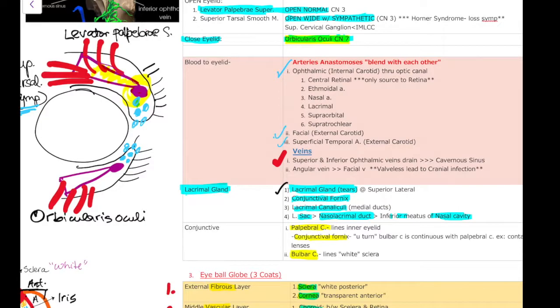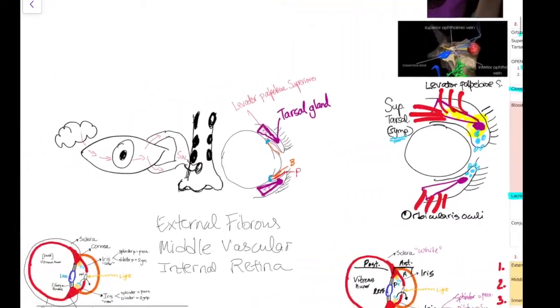And then we have 2 types of conjunctiva, which is basically lining. We have the palpebral, which is the inner, and then we have the bulbar, which is the outer. So I will show that real quick.